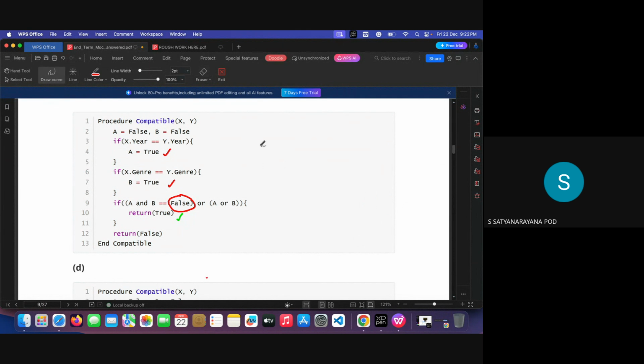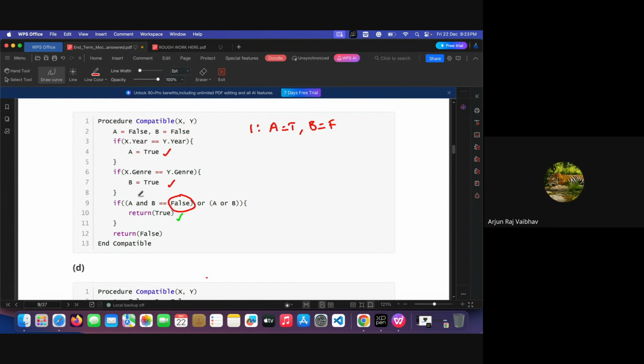First, case number 1: year is same. Year is same means what is my A value? True. And gender is different, so what is my B value? False. Is it clear? Yes. In this case, A is true and B is false. Is this condition true or false?